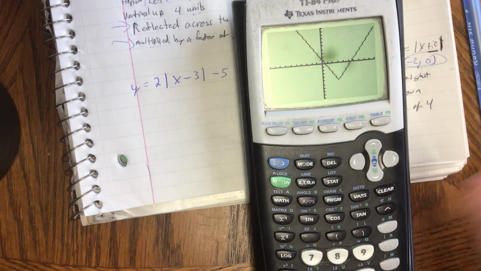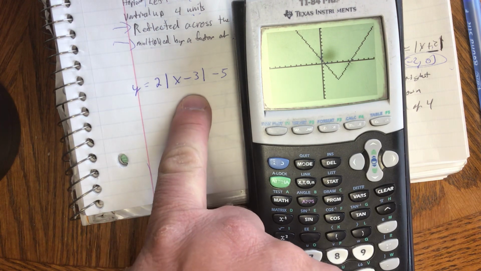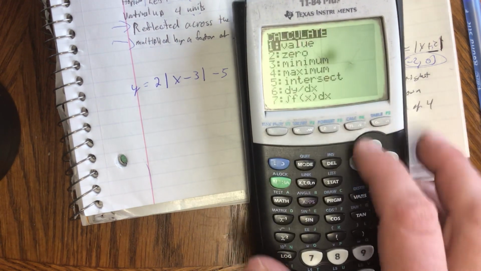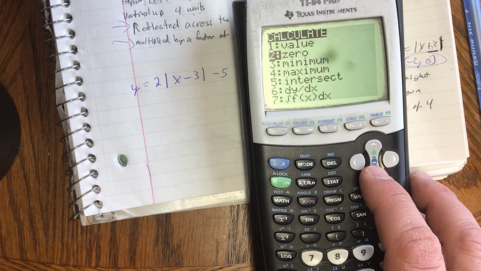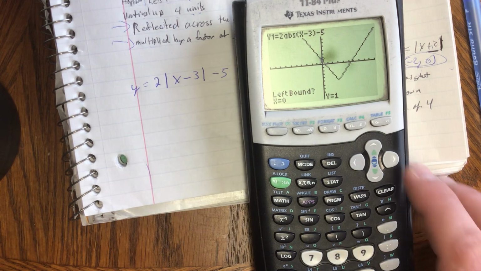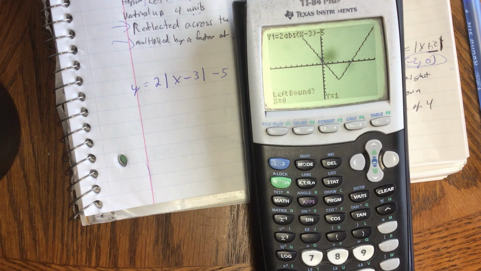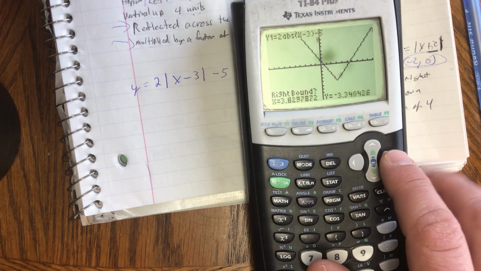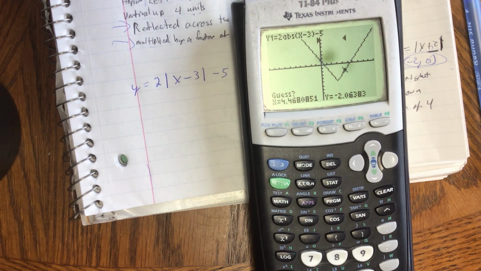Now, what if I didn't know where the vertex is? I mean, obviously I know where the vertex is. It's at 3, negative 5. But I could hit calculate the minimum value, which is your lowest value, which is your vertex here. Make sure you're left of that lowest value, which I am. I'm left anywhere there. And then I'm going to come to the right, doesn't matter where you're at, just somewhere on the right, hit enter.